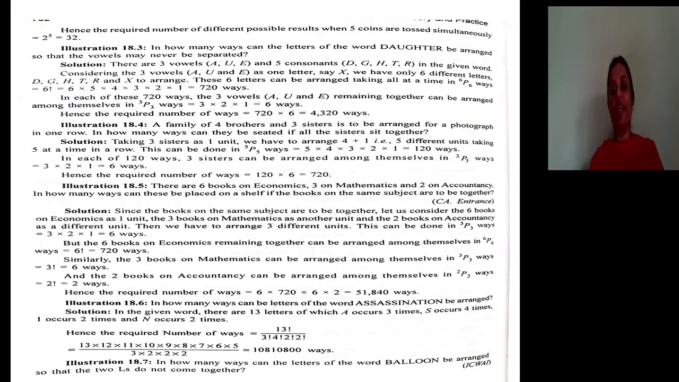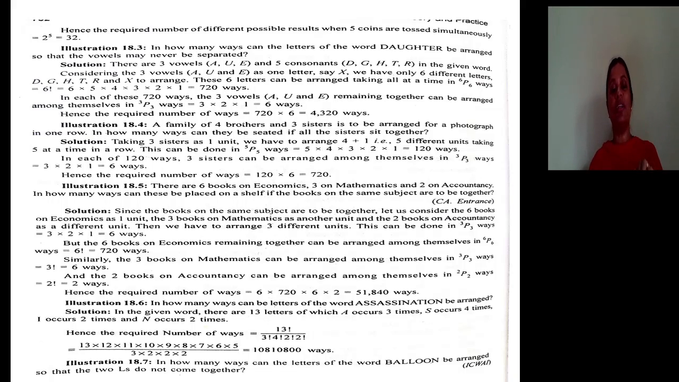In how many ways can the letters of the word daughter be arranged so that vowels may never be separated? See, they asked in how many ways the letters in the word daughter can be arranged so that vowels may never be separated. Means vowels must be together. So you know that, what are vowels? How many vowels are there? A, E, I, O, U are vowels. So there are 5 vowels.